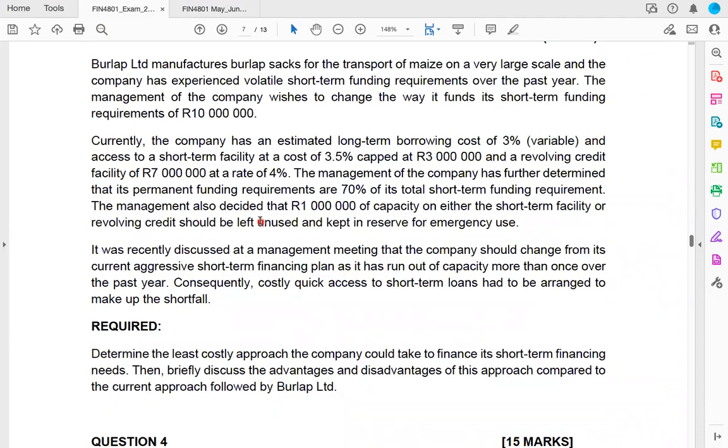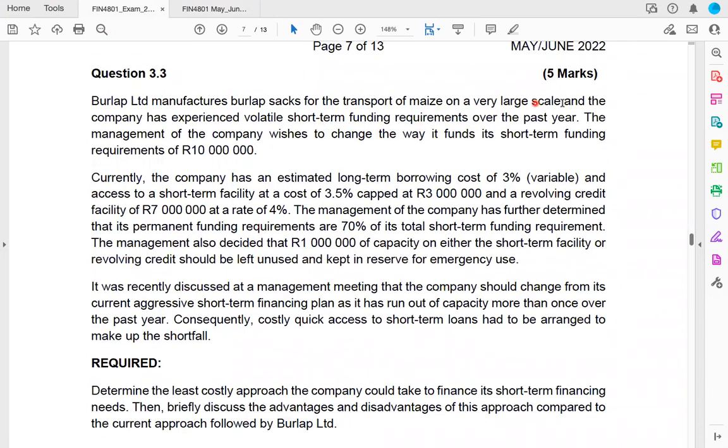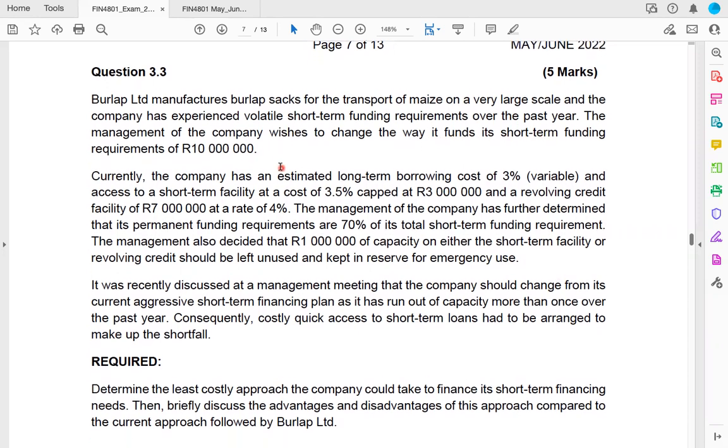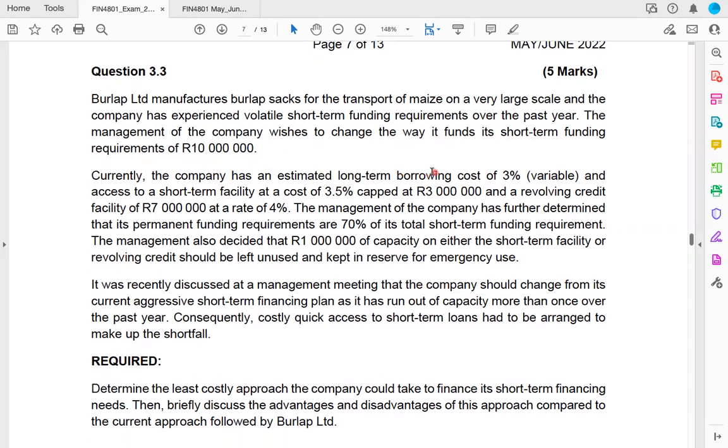And then the final question here was a 5-mark question under 3.3. This question says, Bell Limited manufactures Bell sacks for the transport of maize on a very large scale, and the company has experienced volatile short-term funding requirements over the past year. The management wishes to change the way it funds its short-term funding requirements of 10 million rand. Currently, the company has an estimated long-term borrowing cost of 3% variable, access to a short-term facility at a cost of 3.5% capped at 3 million, and a revolving credit facility at a rate of 4%.